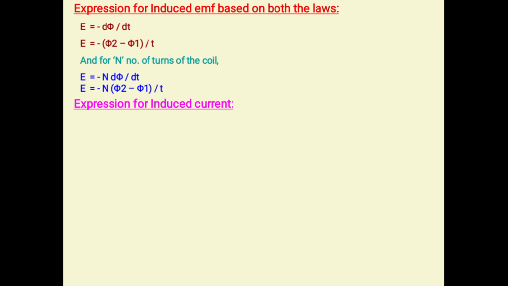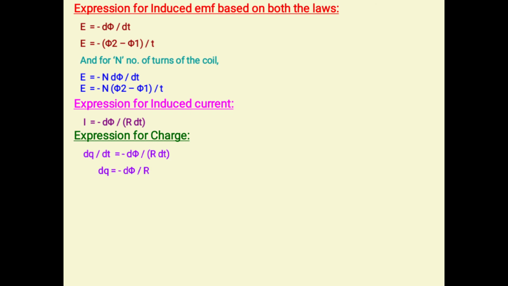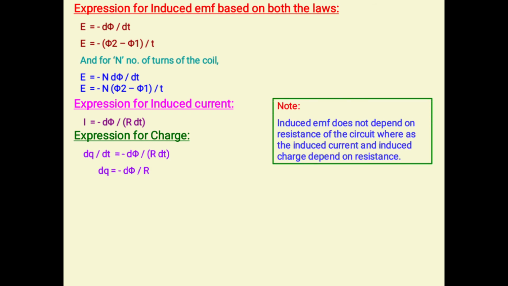Then we have to divide the above expression by R, and it is I equals minus d phi divided by R into dt. For charge, as you know, I is dq by dt, therefore dq equals I into dt. Then dq equals minus d phi by R. And the note is all about the relationship of I and dq to R. Definitely E doesn't depend upon R, but I and dq both depend upon R. R is the resistance of the coil.